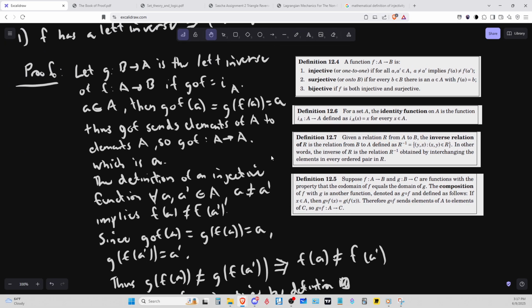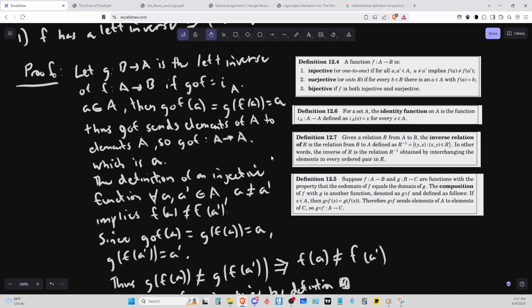Some proofs are straightforward: this is the definition, now use it, and you write what it means for the problem. But there are some where you have to take parts of the definition and manipulate it in a way where it's like, okay, this leads us to this part of the definition.